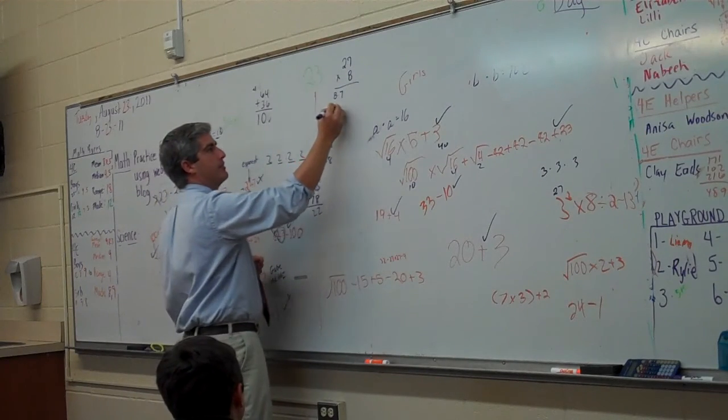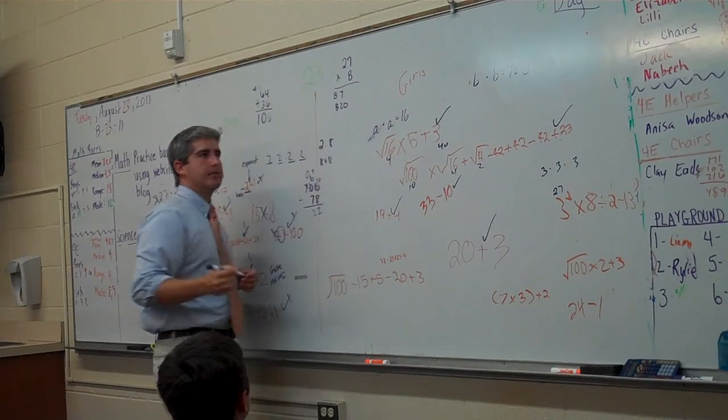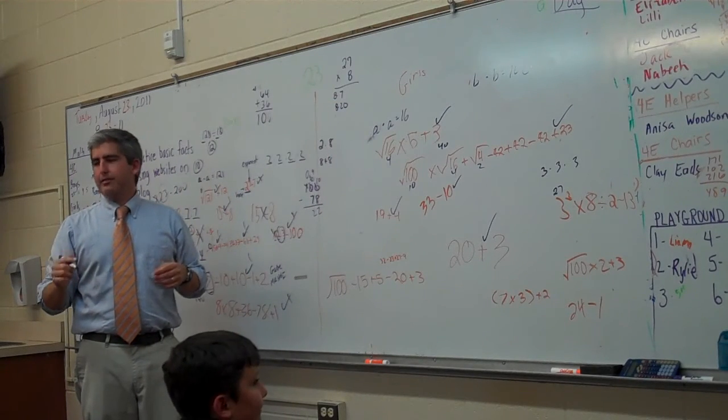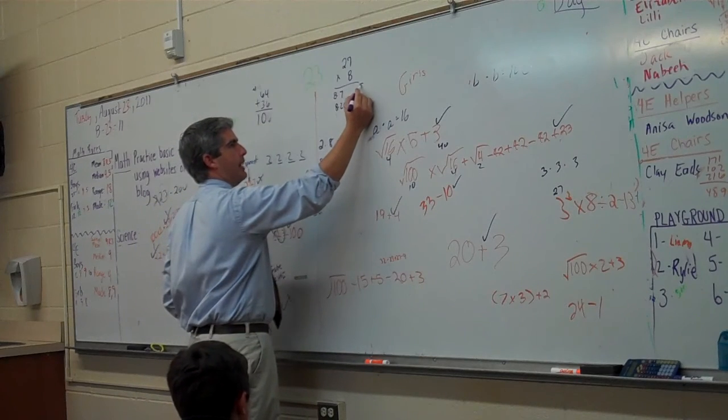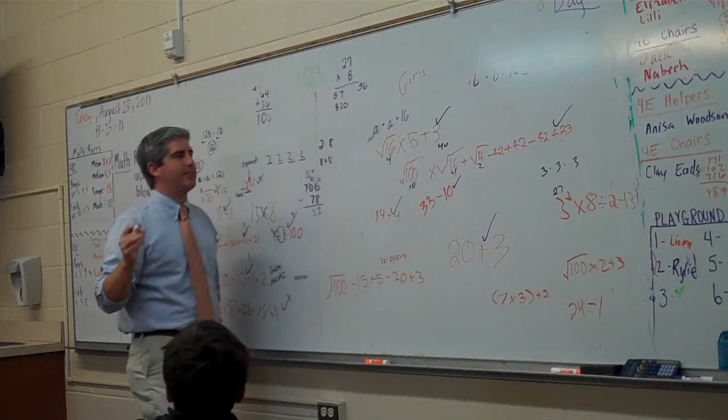Yes, Polly? I'm just saying the answer. Oh, never mind. Okay. 8 times 7, Eleanor. 8 times 7 equals 56. Nice work.